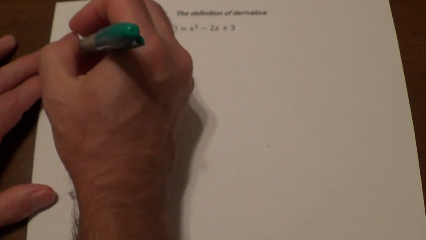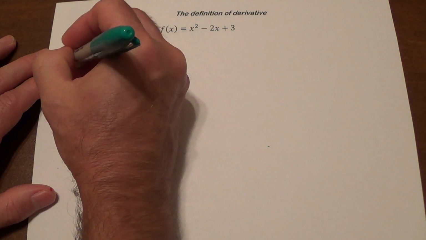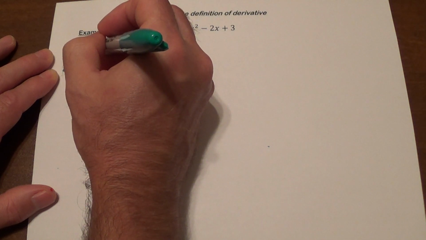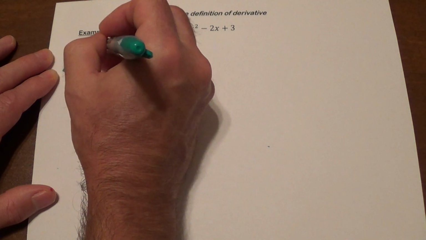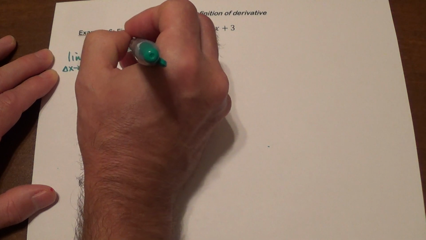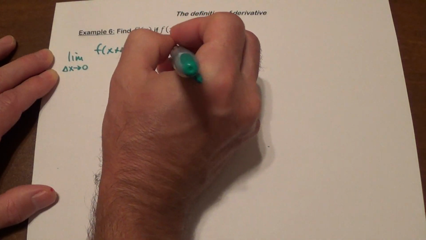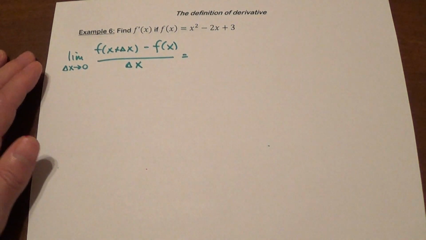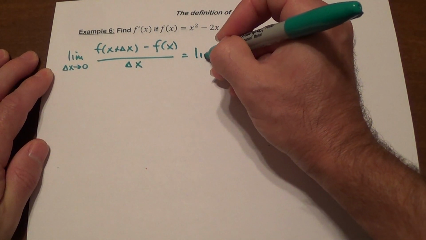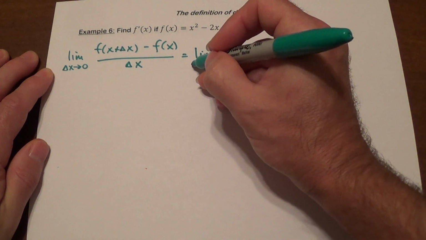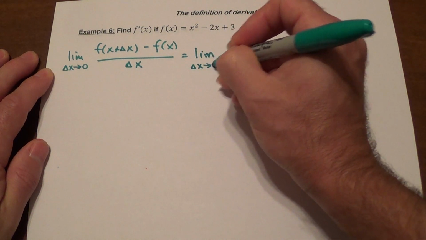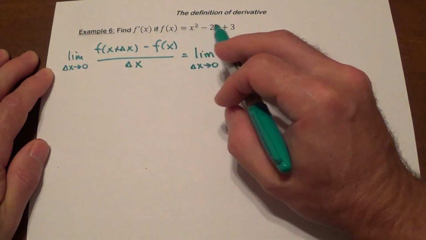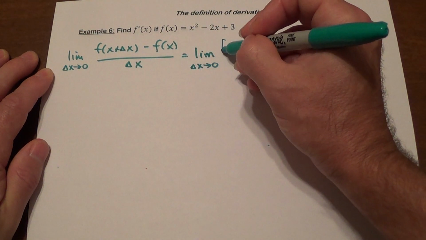Let's go ahead and start. And that is the limit as delta x approaches 0 of f of x plus delta x minus f of x, divided by delta x. So it's going to get a little bit busy for just a few seconds because you're going to have to plug in x plus delta x into every place where x is. So this is what it's going to look like.